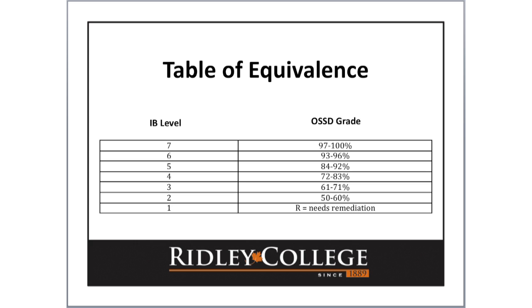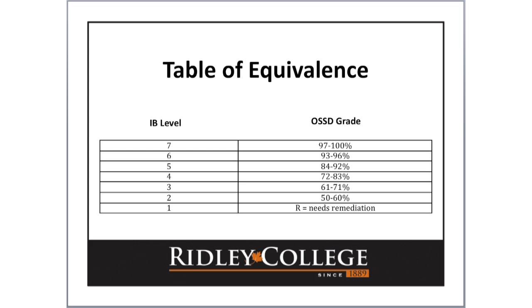So how do we do that? How do we convert levels to grades? In an IB classroom, teachers are giving assessment feedback in terms of levels. What I do in my class is on a rubric or an evaluation sheet that I give back for an assignment, I will have listed the IB criterion, so it's an IB course. I'll have the IB level, and then I'll have where they scored in terms of their OSSD level.